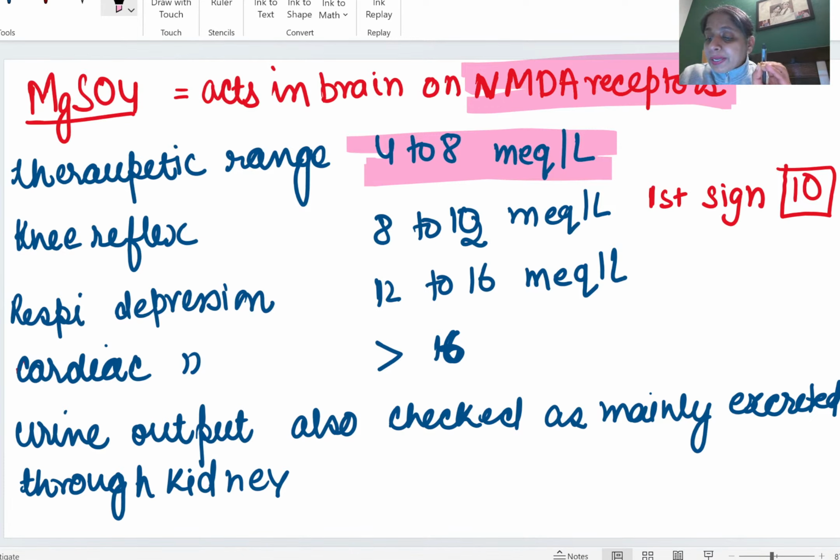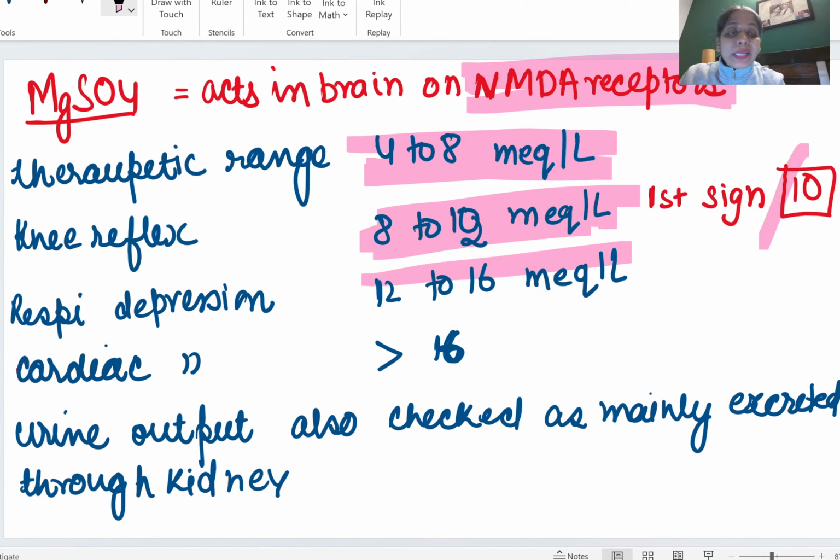The therapeutic range of magnesium is very narrow. The knee reflexes go at 8 to 12. If you have to mark one, please mark 10, the middle value of the range between 8 and 12. And knee reflexes go. This is the first sign of mag sulfate toxicity. So always before giving the maintenance dose, you have to check the knee reflexes.